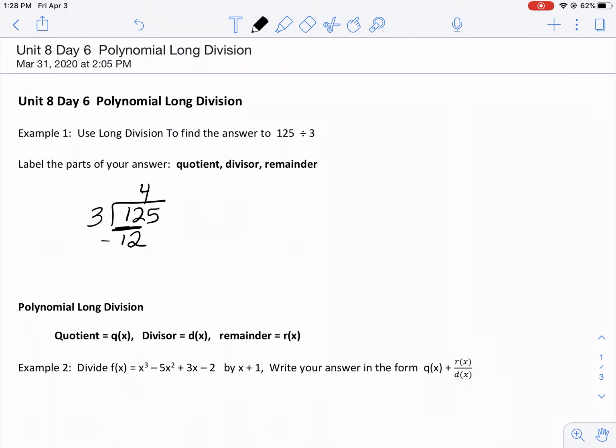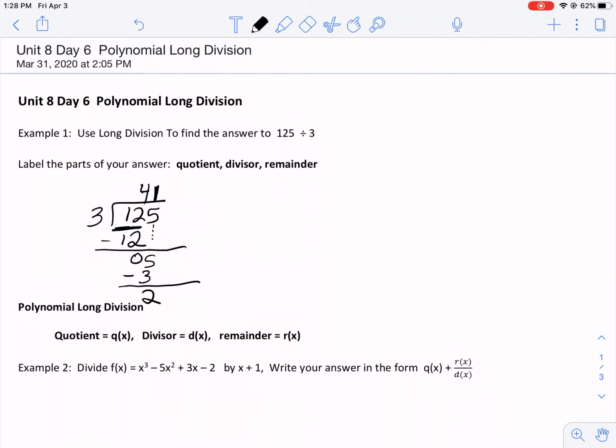Then you would subtract that. 12 minus 12 is 0, which we don't need to write. And then you bring the next number down. And you repeat the process. So, how many times does 3 go into 5? It goes once. So you put a 1 next to the 4. 1 times 3 is 3. Write it down. Subtract it from the 5. And you get a 2.